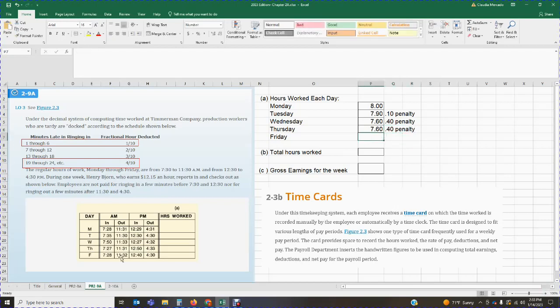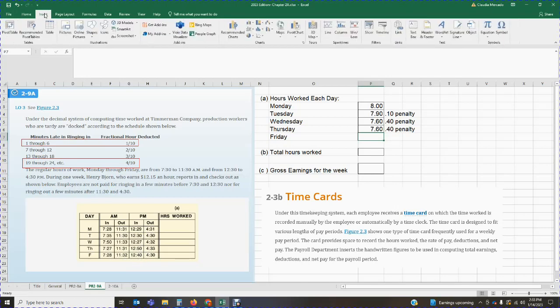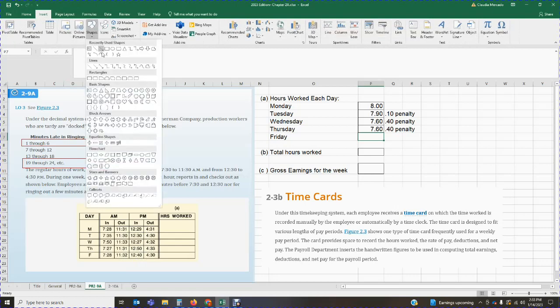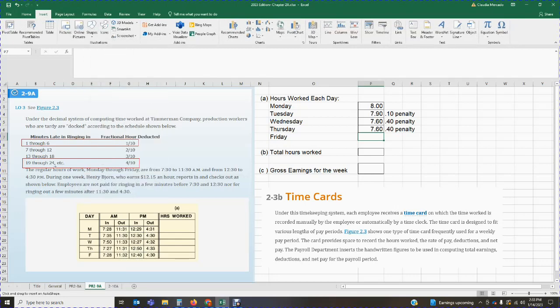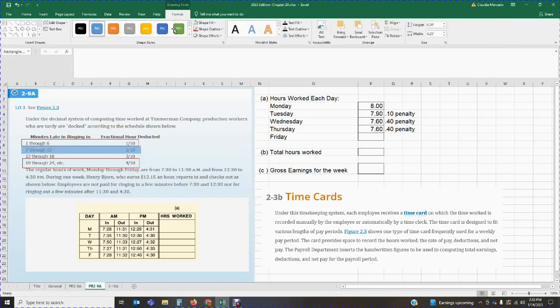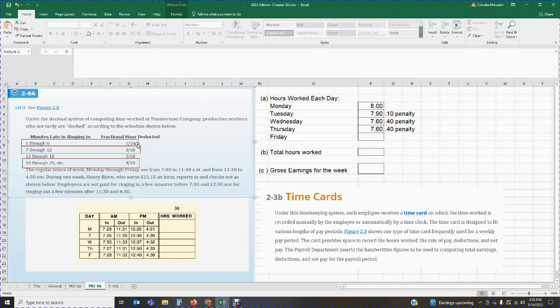Okay, let's look at Friday. Friday, Henry clocked in at 7:28, which is fine. He clocked out for lunch at 11:32, which is good. He clocked back in from lunch at 12:40. Okay? He should have clocked in from lunch at 12:30. Okay? So that means he clocked in 10 minutes late. Okay? So because he clocked in 10 minutes late, we're going to penalize him 2/10.